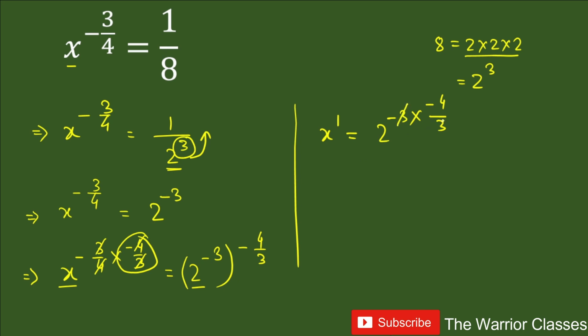Here 3 and 3 are cancelled. So on the right hand side we have 2 to the power of negative times negative, and negative will be positive. So it is 2 to the power of 4. So the value of x is 2 to the power of 4. Here 2 to the power of 3 is 8, so we multiply it by one more 2. So that will be 16. So the value of x we have calculated is 16. So this is our final answer of this problem.